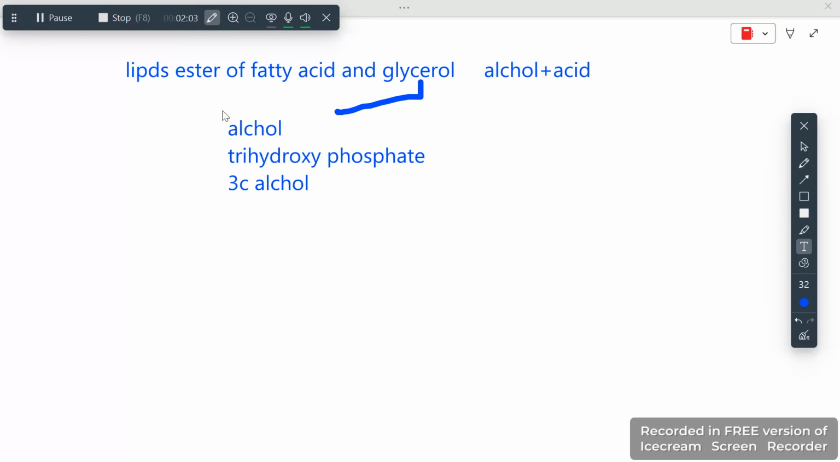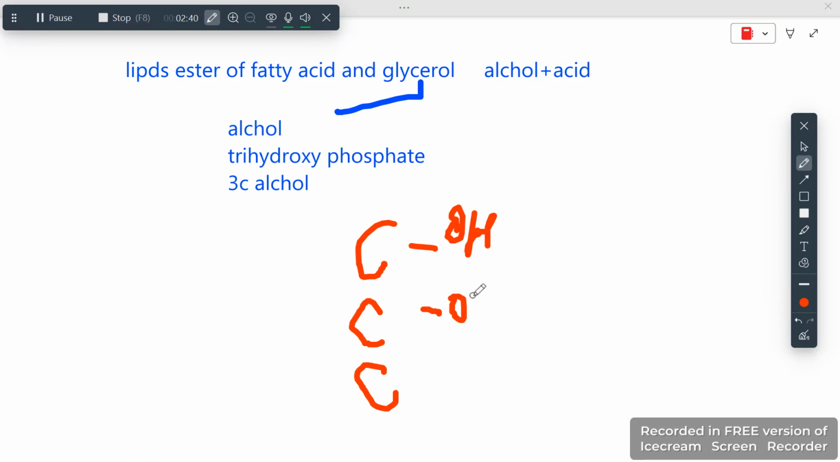Okay, so now if I make its structure to help you understand, here we have three carbons as I just mentioned. One, two, three. Then first, each of these would be attached to OH. Then here this is also attached with OH. This is also attached with the OH.